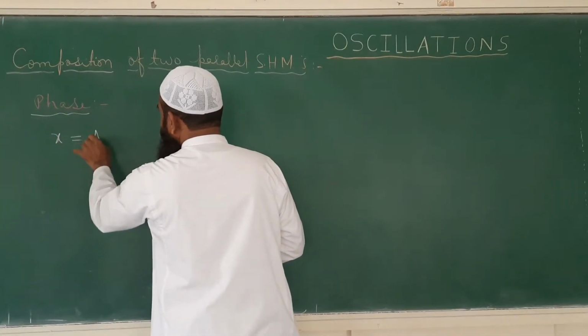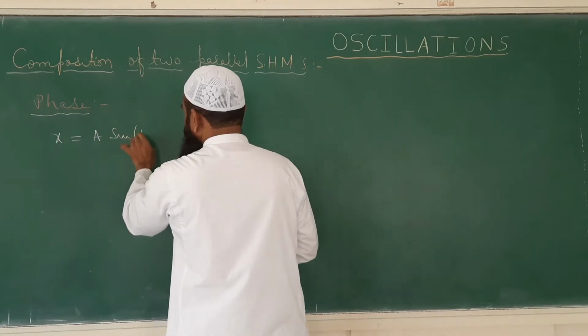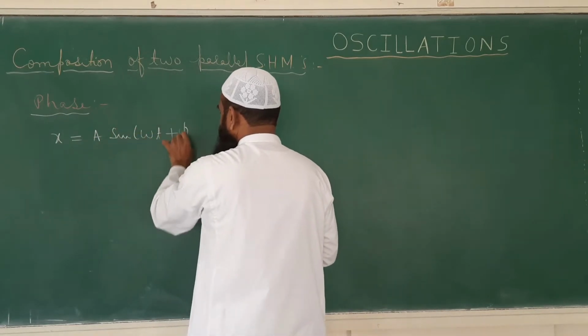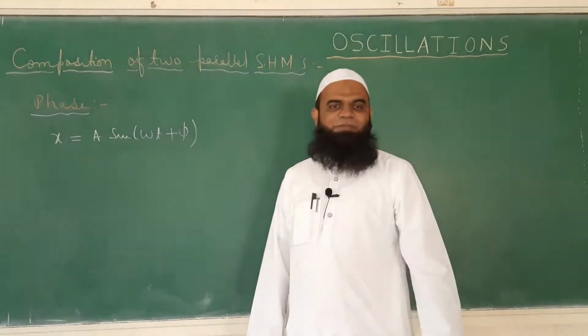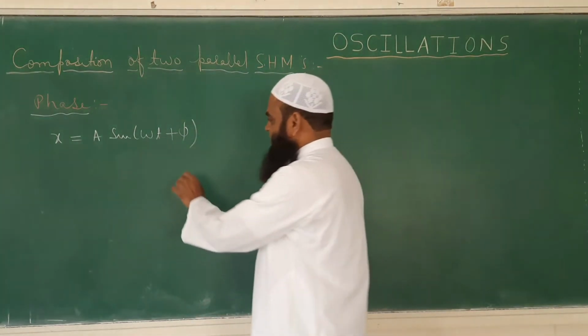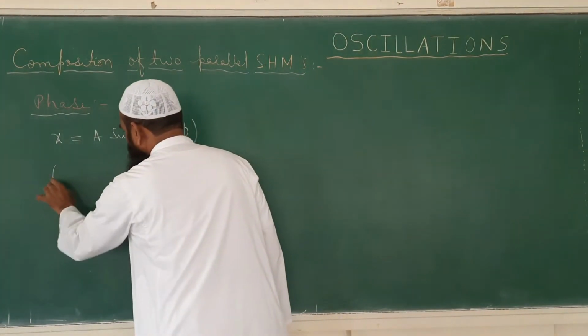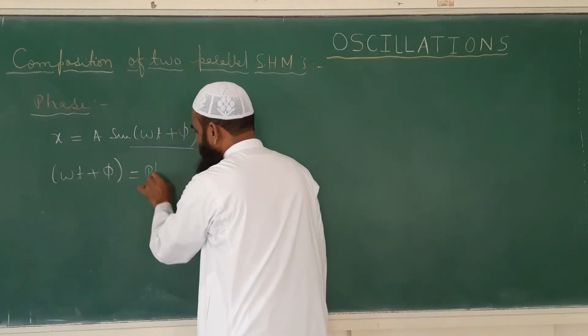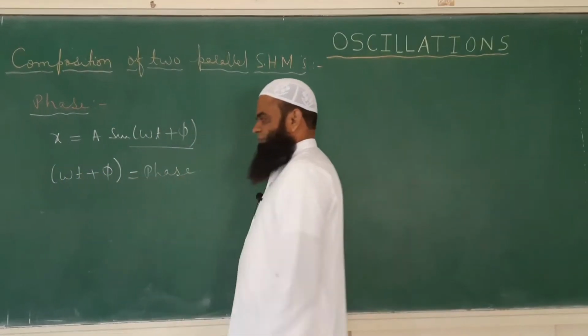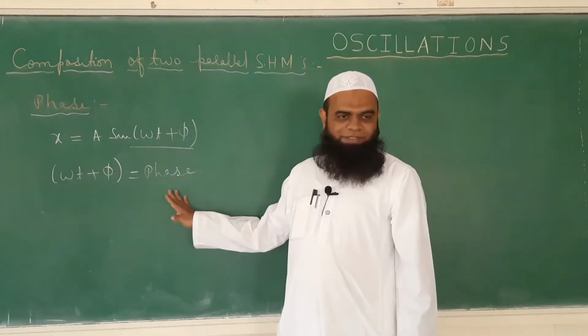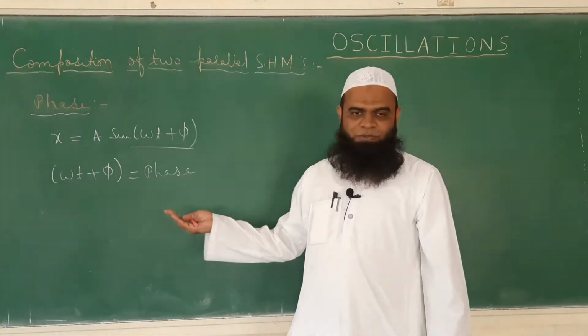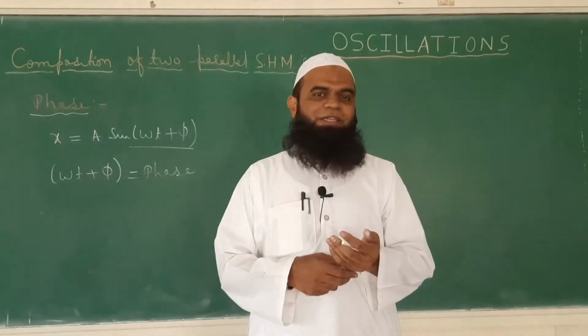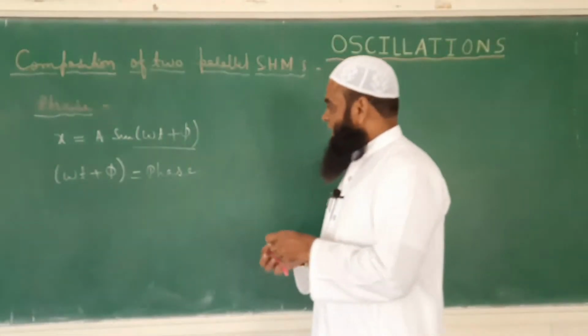As we know, x equals a sin(omega t plus phi). This is the equation of displacement. In this equation, the bracket omega t plus phi gives you the phase of SHM. Now in phase there is one more thing, which is called epoch.